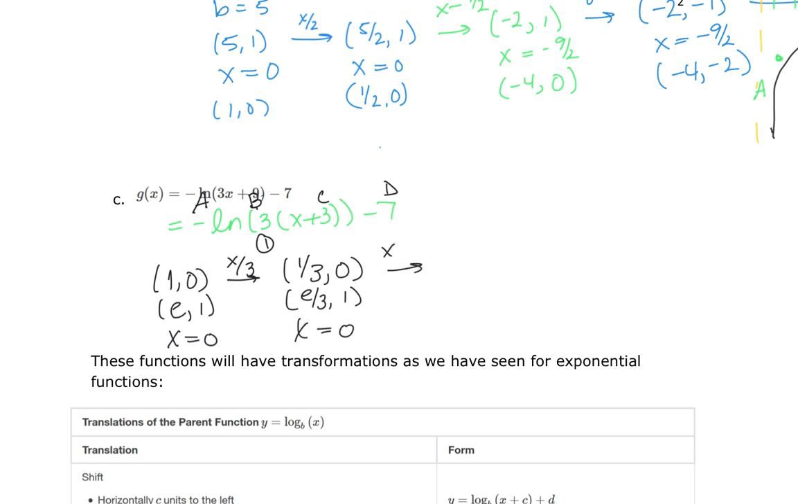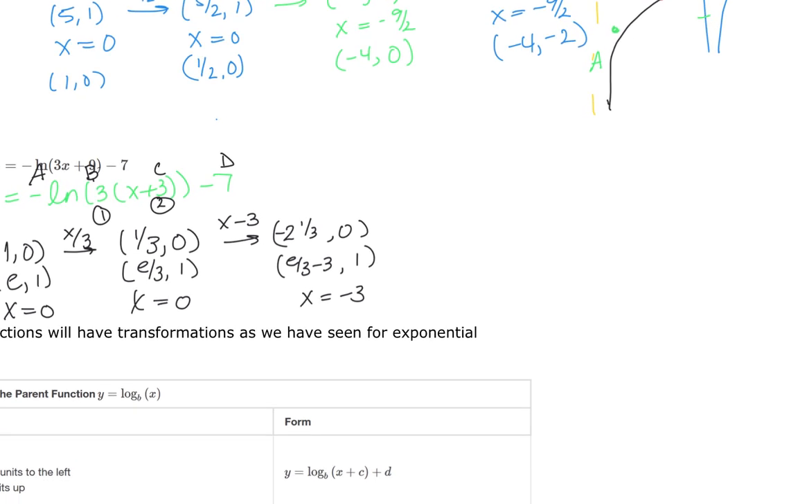Then I would have done x minus 3. That's the second thing I would have done. I would have done my C. So I would have done 1/3 minus 3, which is negative 2 1/3, negative 2 1/3, 0. And then I'm just going to write this as e over 3 minus 3, 1. And then I would have had x is equal to negative 3. So that's where that has moved to.